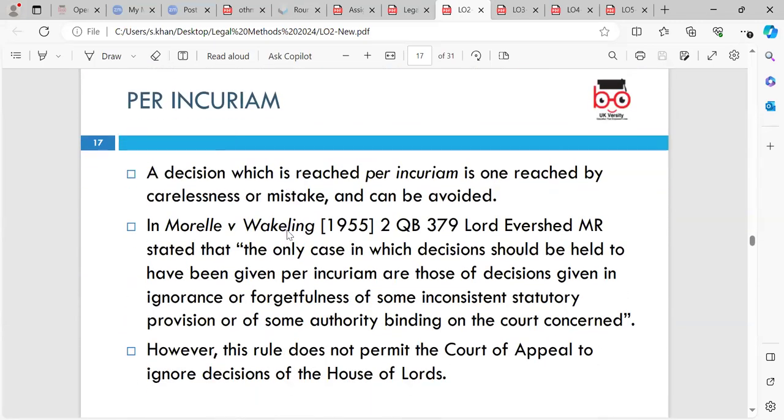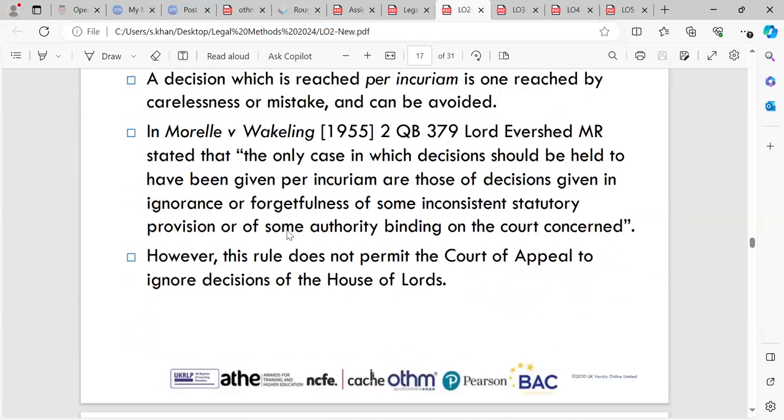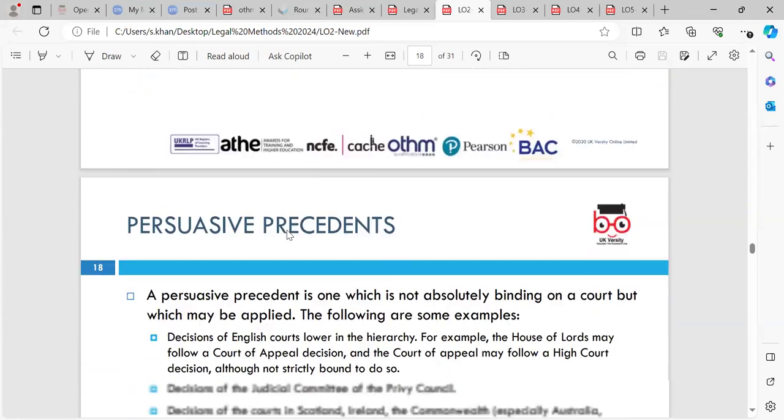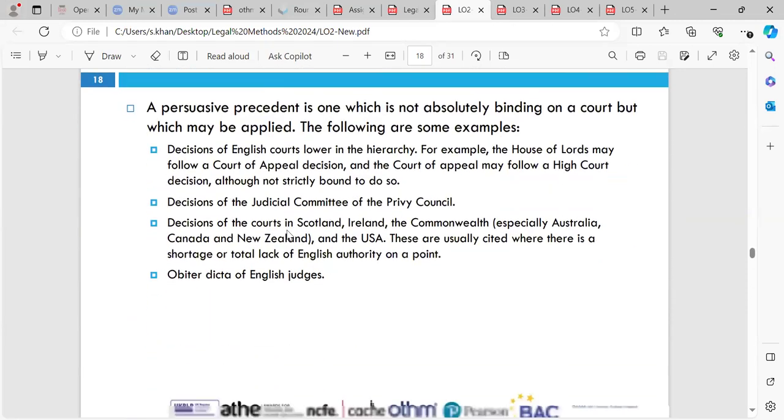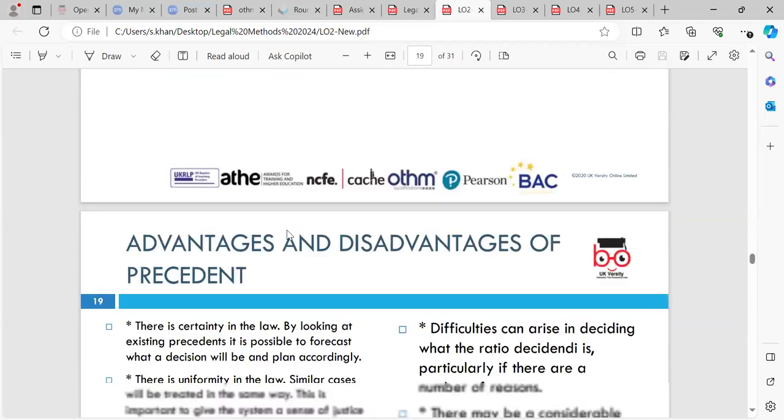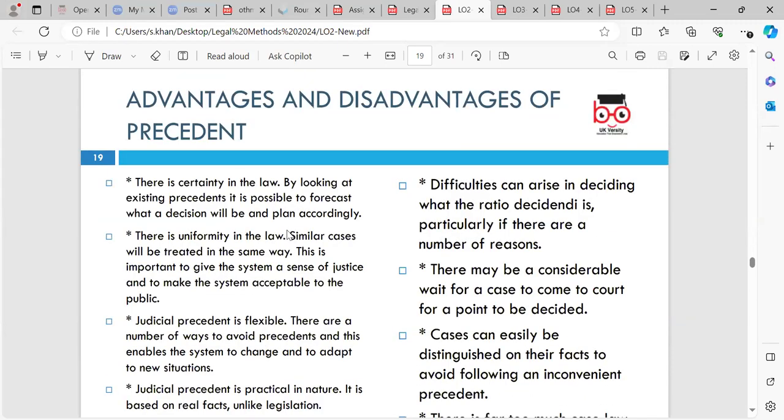We then went on to look at per incuriam, and looked at the Morelle case. We looked at persuasive precedents and the importance within the UK, why it's so important. We then went on to look at advantages and disadvantages of precedent.